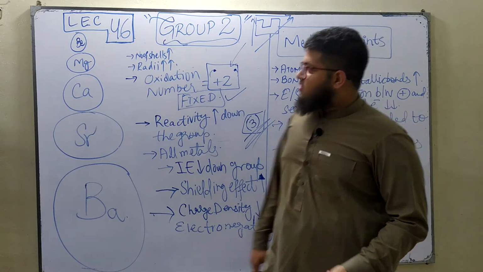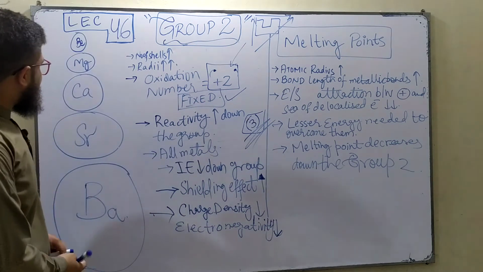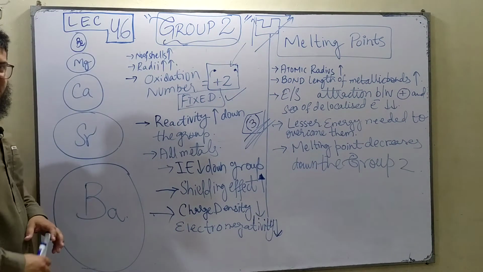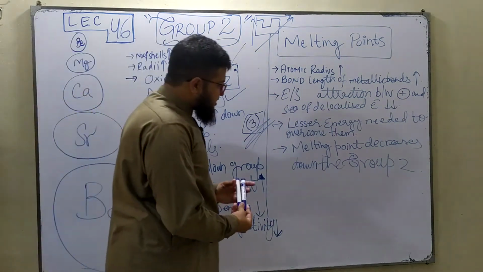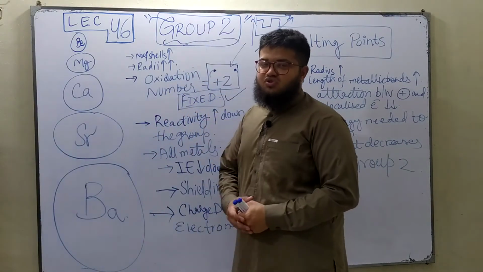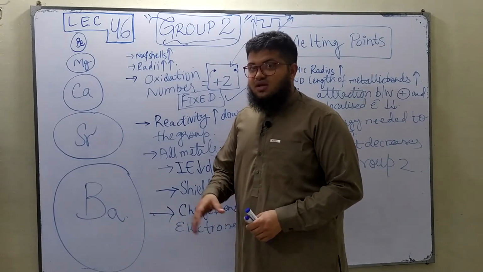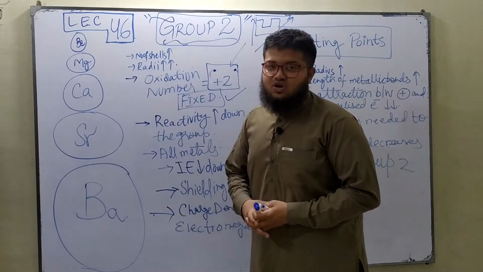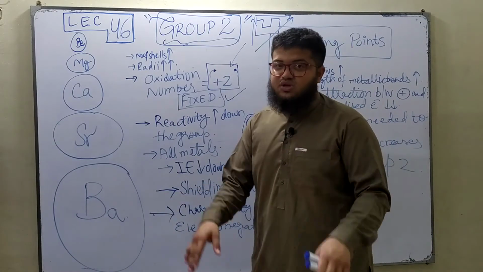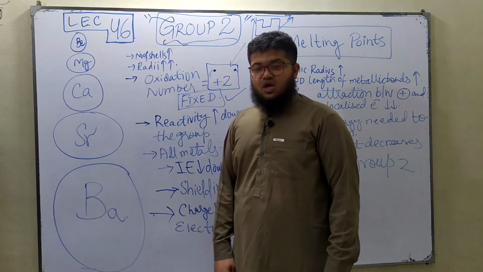Alright, so now after this, let's finally move on to melting points. What will happen to the melting points as we go down from beryllium to barium? Well, it is expected that since the electrons are rising, the metallic bond strength will increase, and so the melting point will increase as well. This is what we are expecting, but that's not the case. Actually, melting point decreases going down the group. Barium has a lower melting point than calcium. Okay, and let's see why.